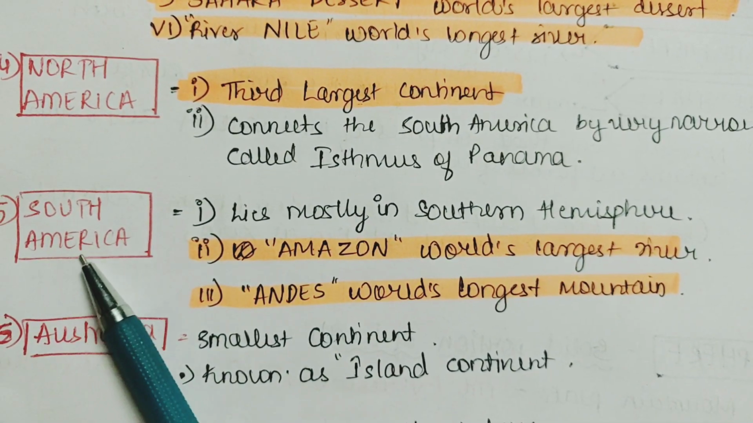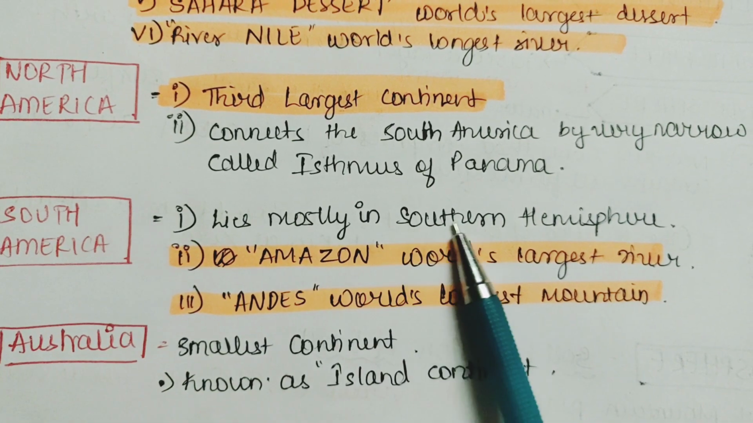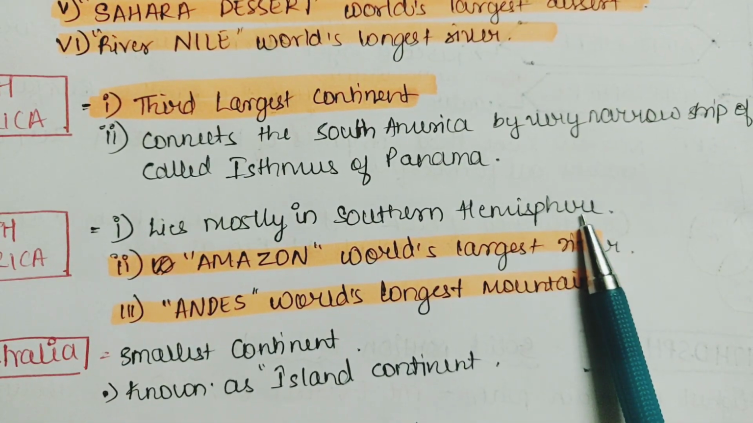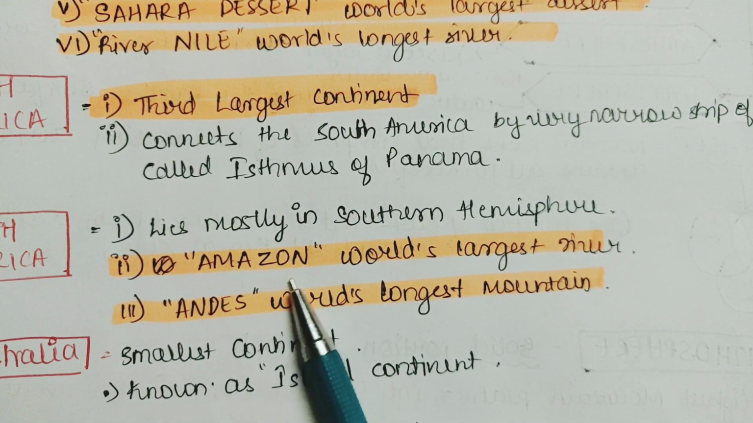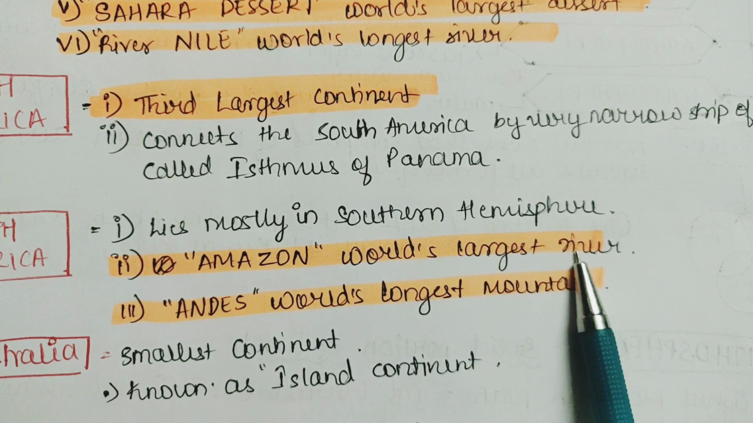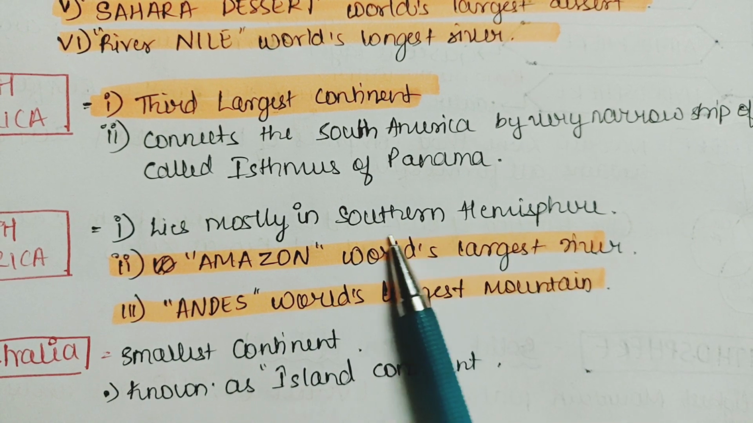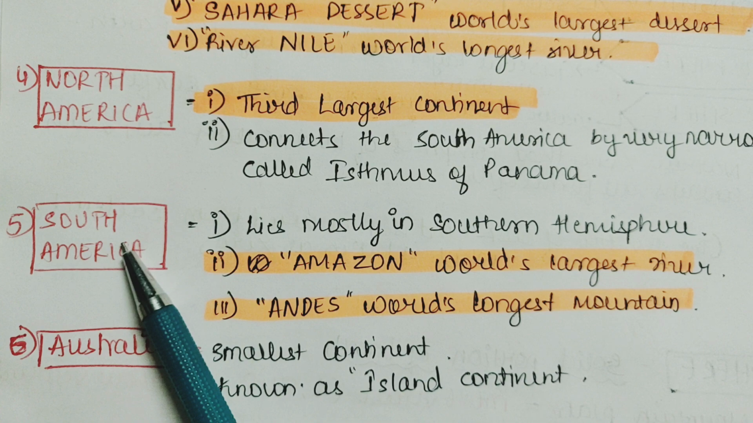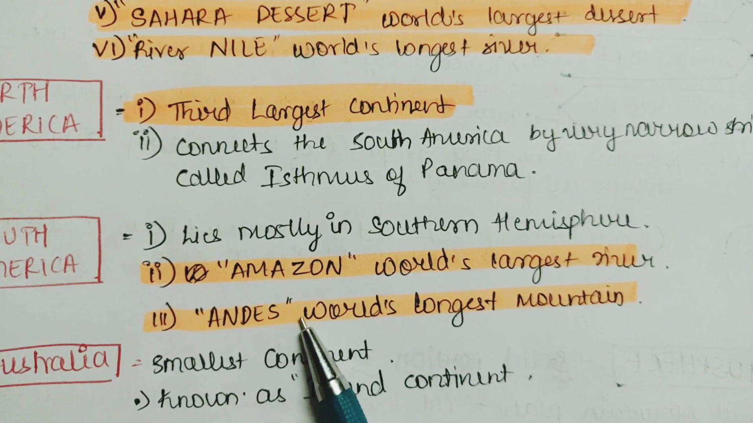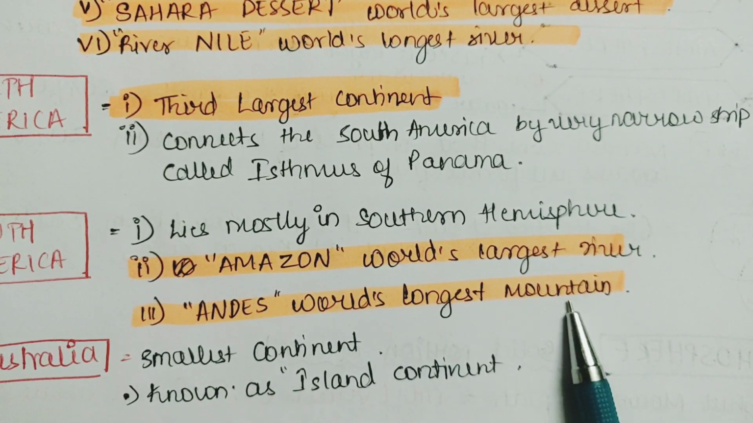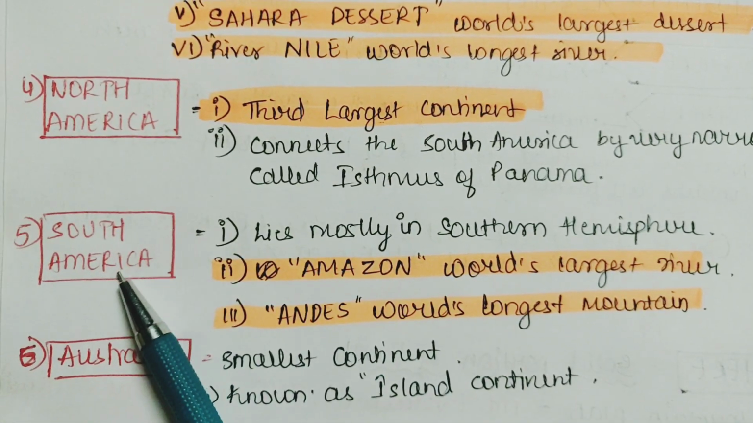South America. South America lies mostly in the southern hemisphere. Amazon is the world's largest river. It is located in South America. Andes, world's longest mountain, is also situated in South America.